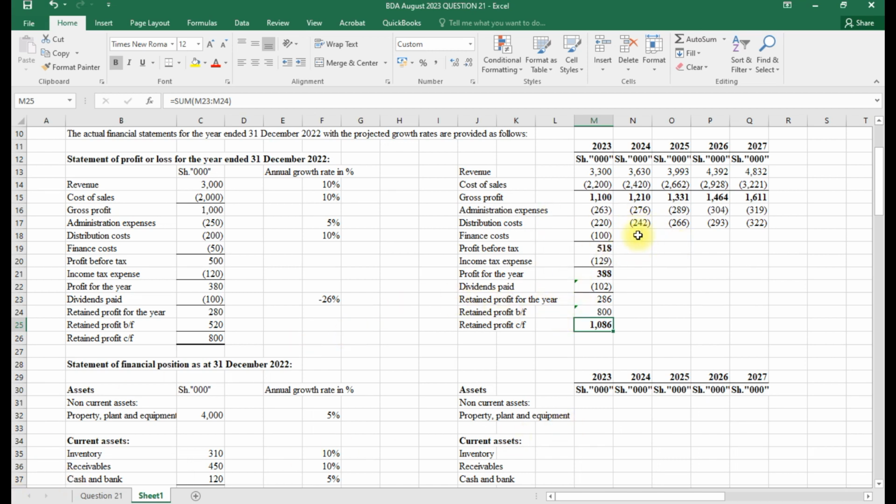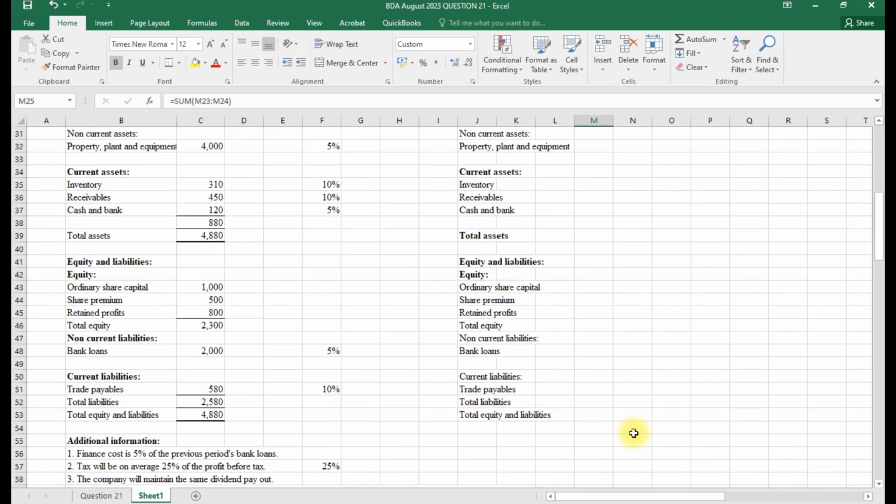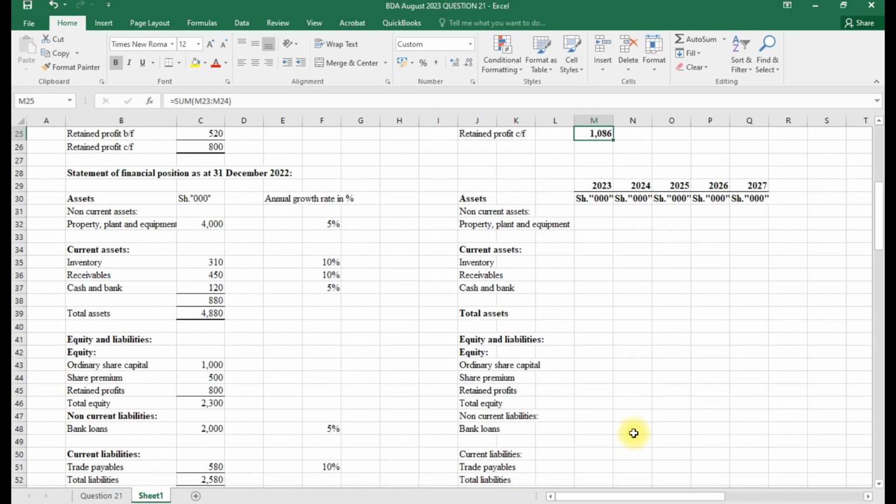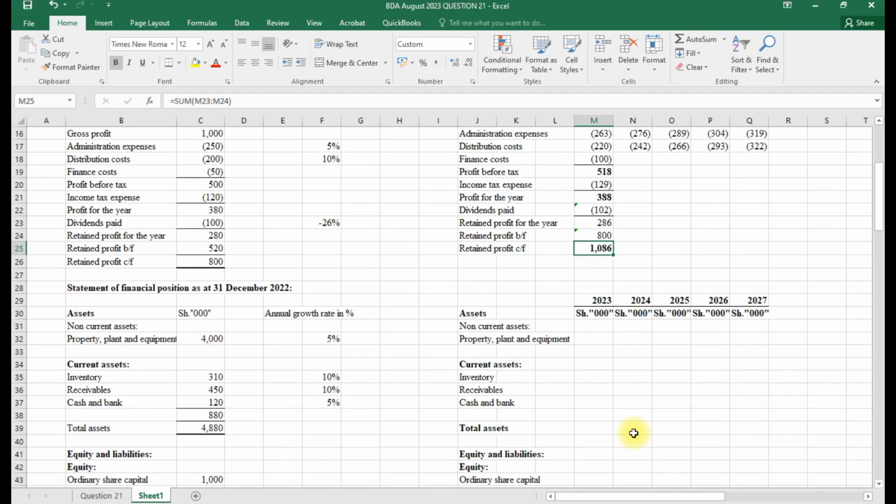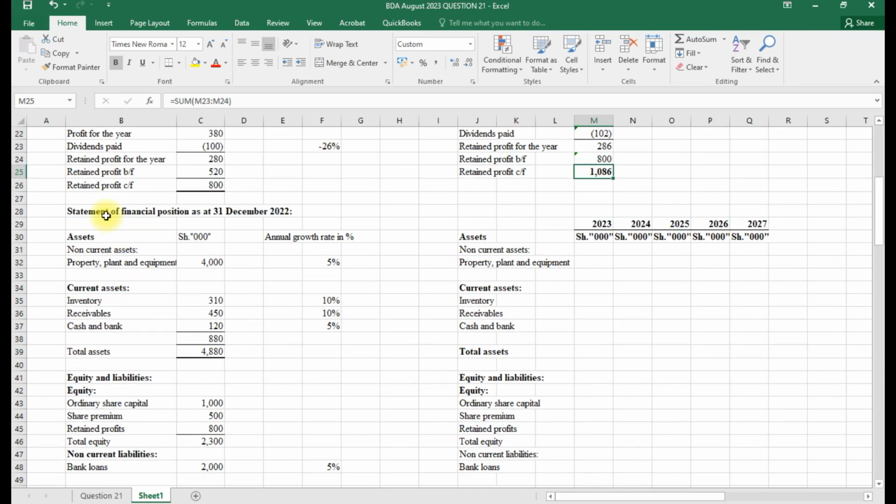So the others, the finance cost will be a problem. First we shall work out the financial position. Yeah, we shall work out the financial position. So remember, this is forecasted.